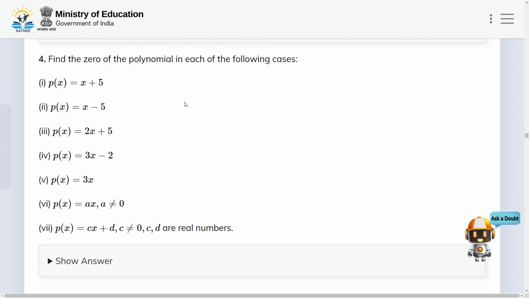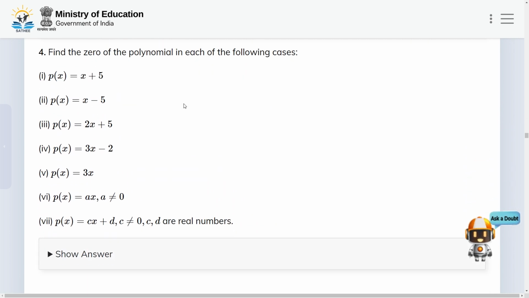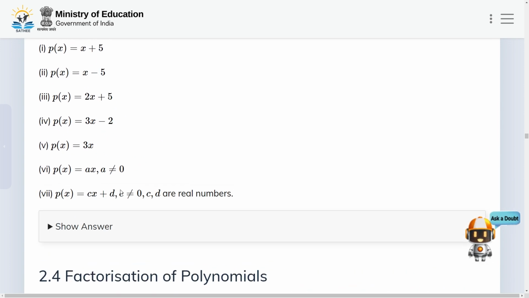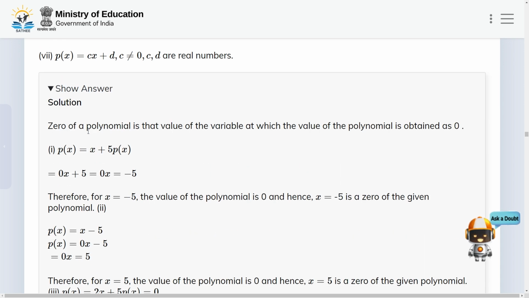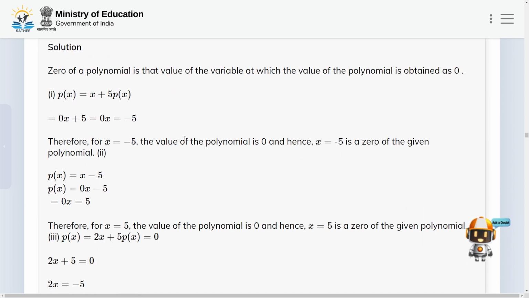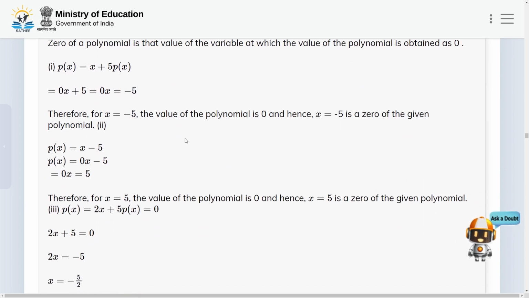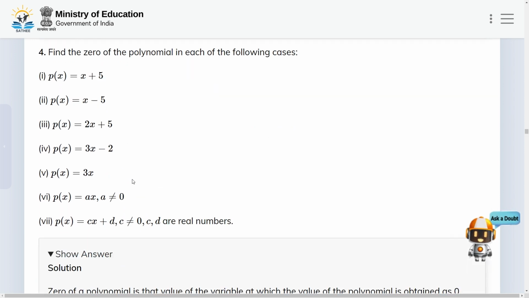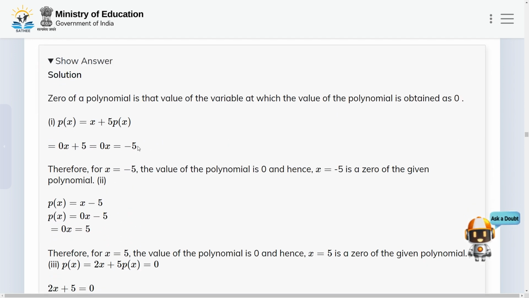So now let us move to the next problem. In the next problem, we have to find the 0 of the polynomial in each of the following cases. Okay, so in the first one we have p of x is equal to x plus 5. So let us find the 0 of this polynomial. Here the 0 of a polynomial is that value of the variable at which the value of the polynomial is obtained as 0. So p of x is equal to x plus 5.